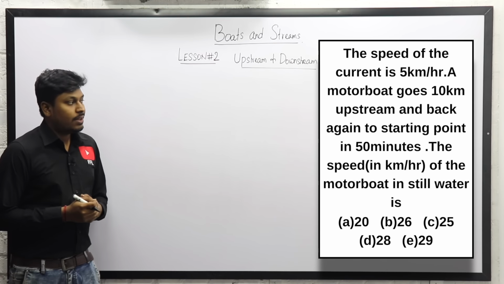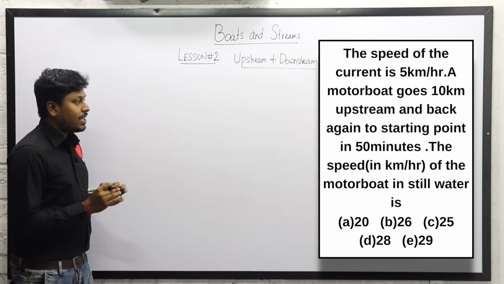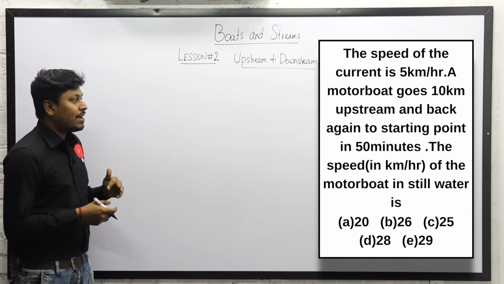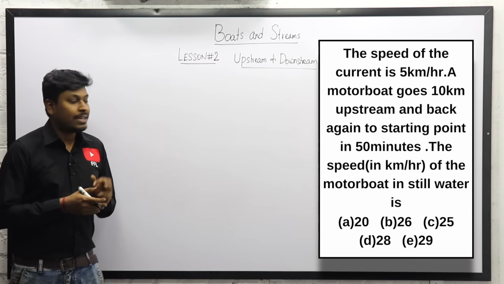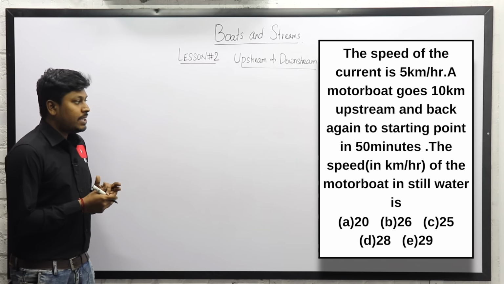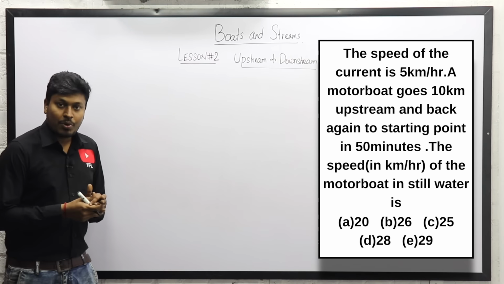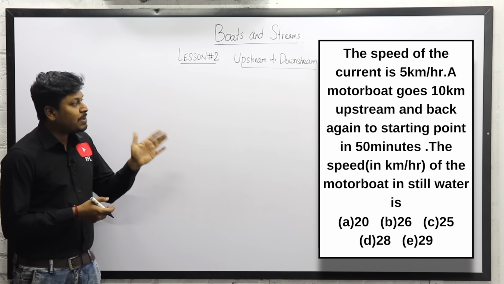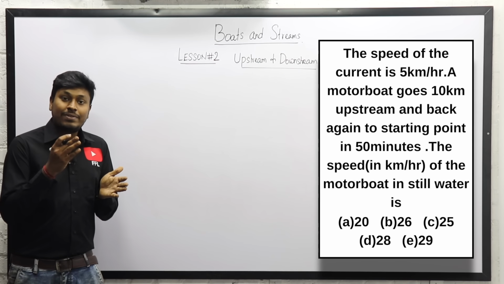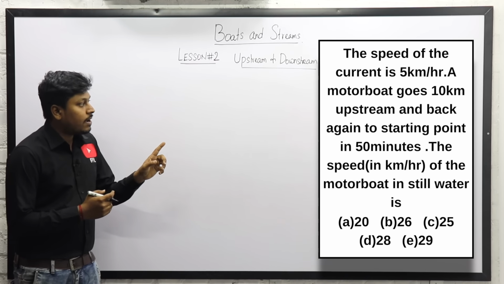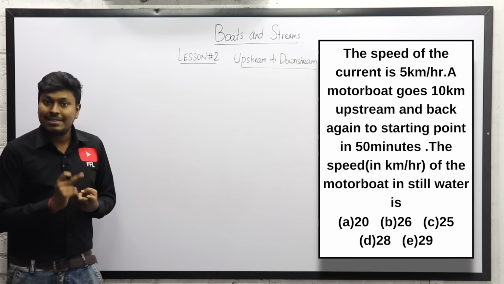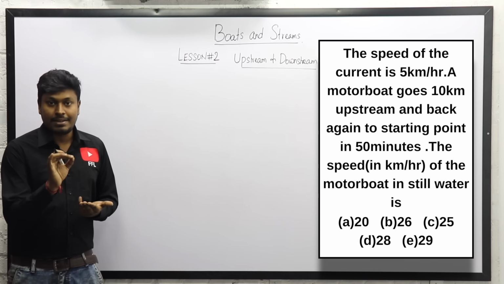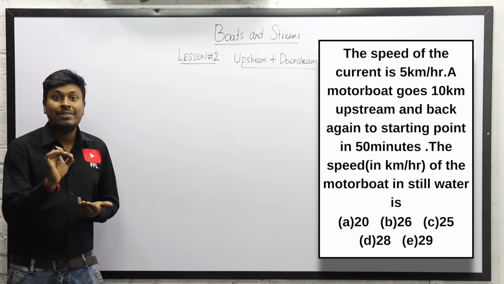Question number 5. The speed of the current is 5 km per hour. A motorboat goes 10 km upstream and back again to the starting point in 50 minutes. The speed in km per hour of the motorboat in still water is? So just see here what are all the values they have given. Speed of the current, which is the speed of the stream, is given, that is 5 km per hour. Distance is also given, that is 10 km, and also they have given the total time, that is 50 minutes. Listen carefully, the values are given in minutes.